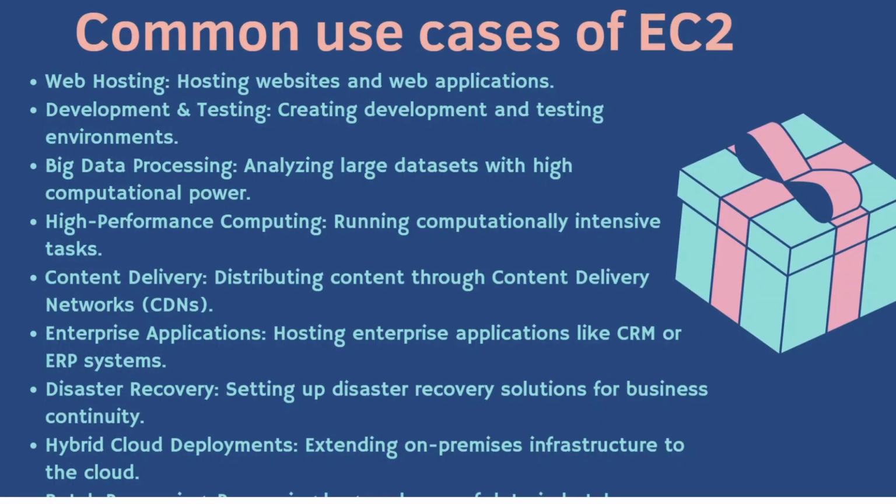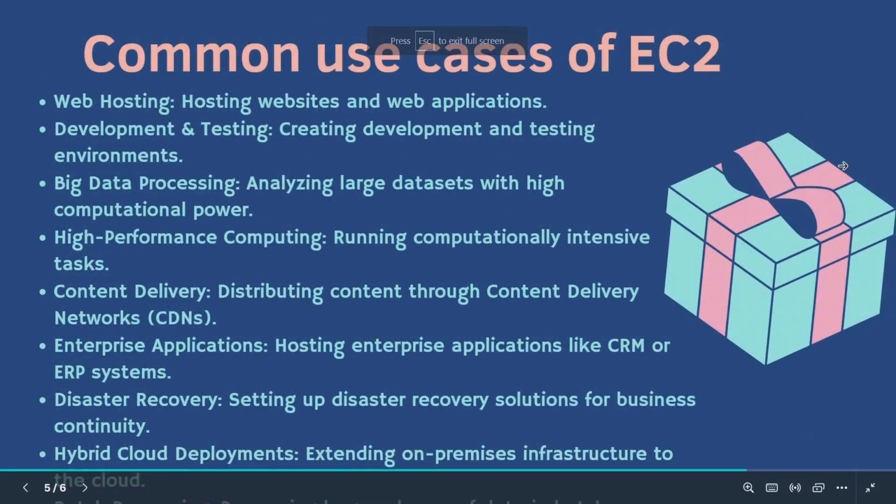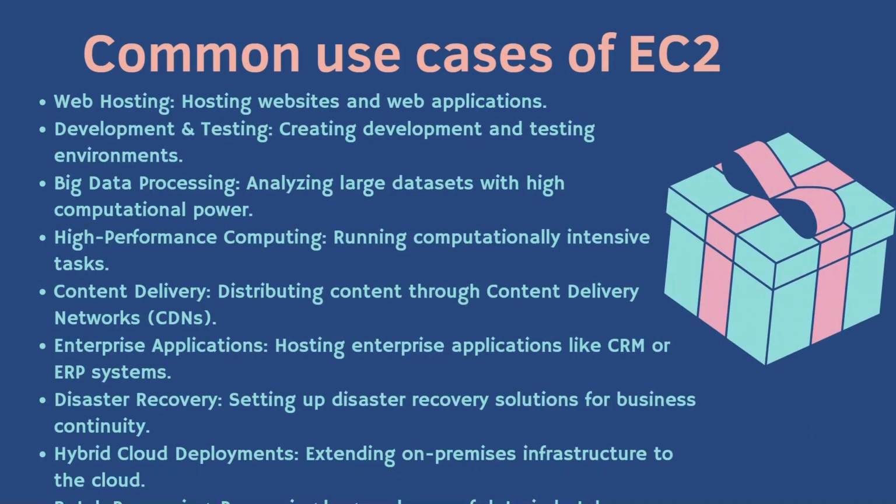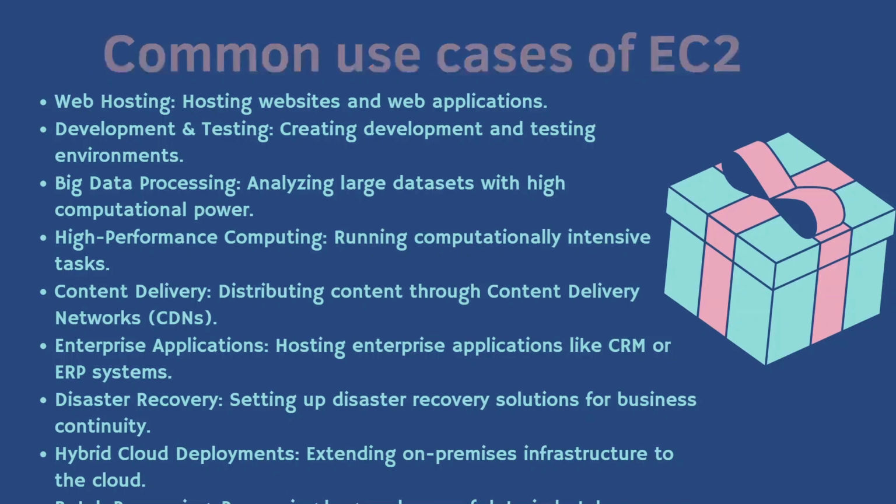Use for content delivery. Basically we can deliver our content, be it either static or dynamic content. EC2 instances can be used for content delivery also. It is used for enterprise applications such as CRM and ERP systems. Then comes disaster recovery, setting up disaster recovery solutions for business continuity. Hybrid cloud deployments. Basically we can extend EC2 to on-premises infrastructure, and that's how we can use it along with the on-premises cloud and the AWS cloud. So for hybrid cloud deployment also we can use EC2.